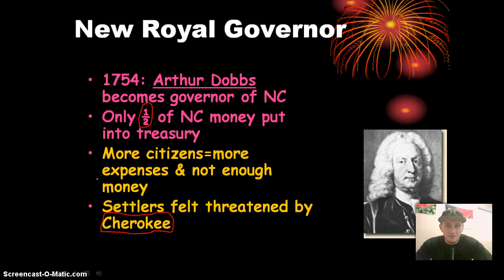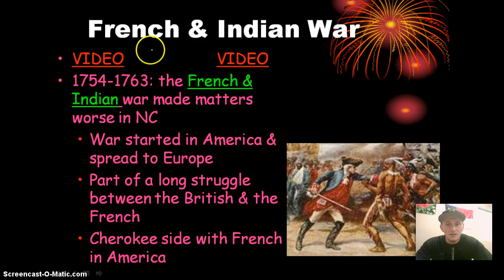Okay, remember from last chapter the 3 reasons why they went to war. The Cherokee were getting cheated, the fear of slavery, and the land. All right, French and Indian War. There's going to be 2 videos you're going to watch. All right. It's going to talk about the French and Indian War. No, the French did not fight the Indians. The French were on the same side as the Indians against Great Britain and the British.